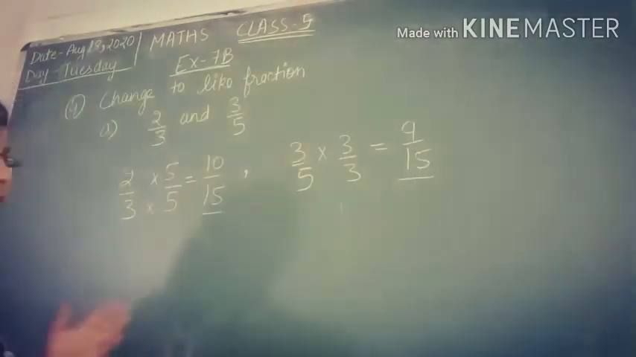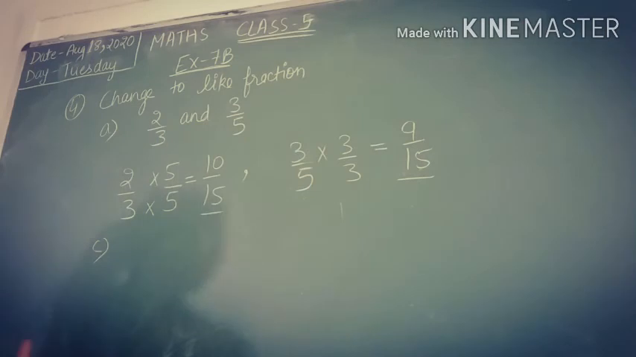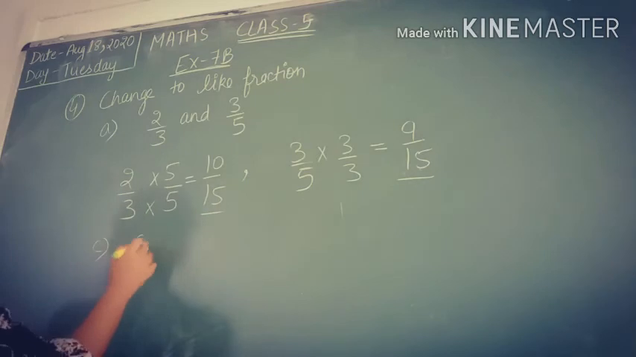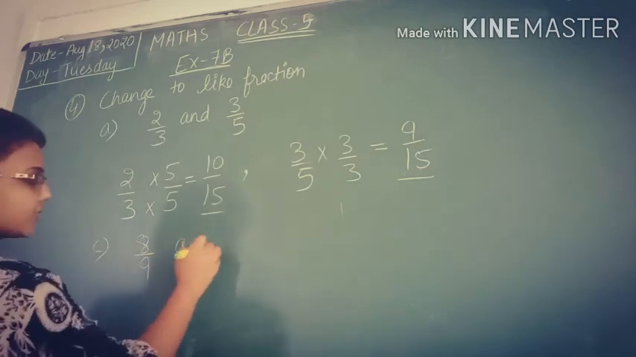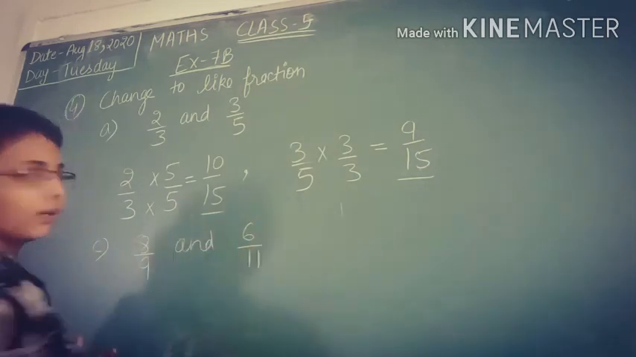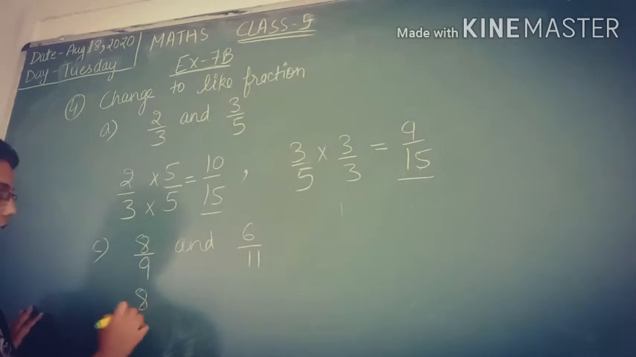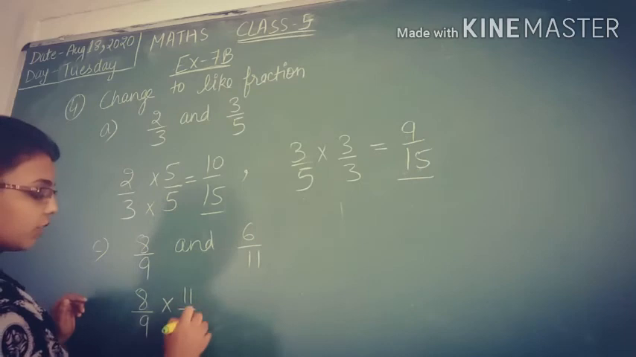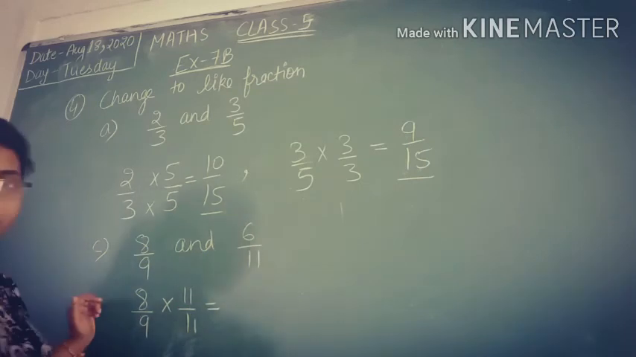Let me tell you again with some another example, another question के साथ मैं आपको समझाती हूँ इसको. If you are having 8 by 9 and 6 by 11, let's take something else. 8 by 9 and 6 by 11. तो आपको क्या करना है? 8 by 9 में 11 से मल्टीप्लाई करना है because जो दूसरा फ्रैक्शन है उसके अंदर 11 इज देयर एट द डिनोमिनेटर.